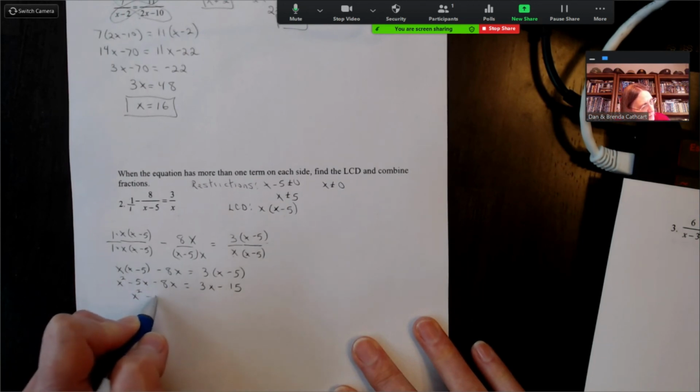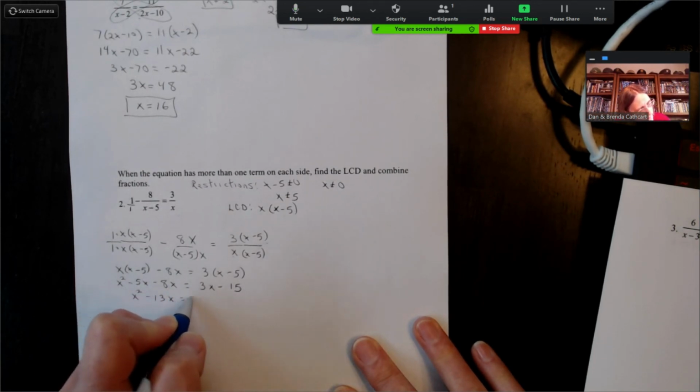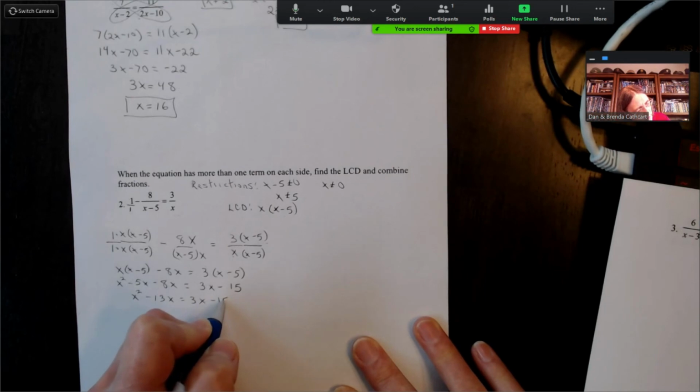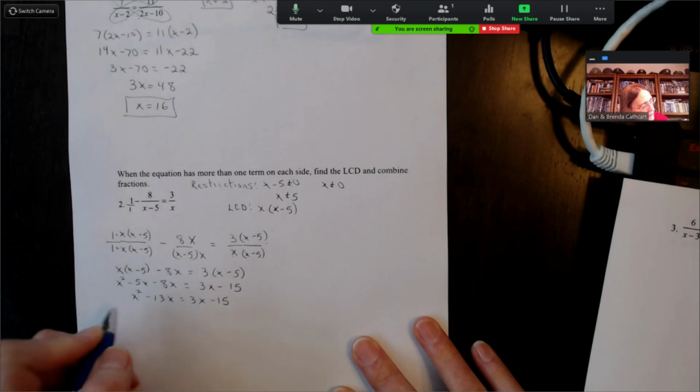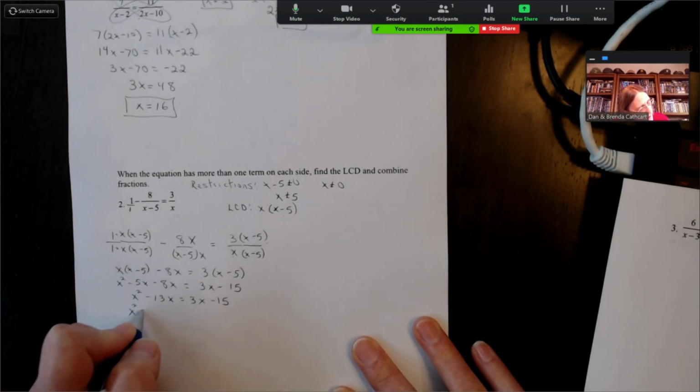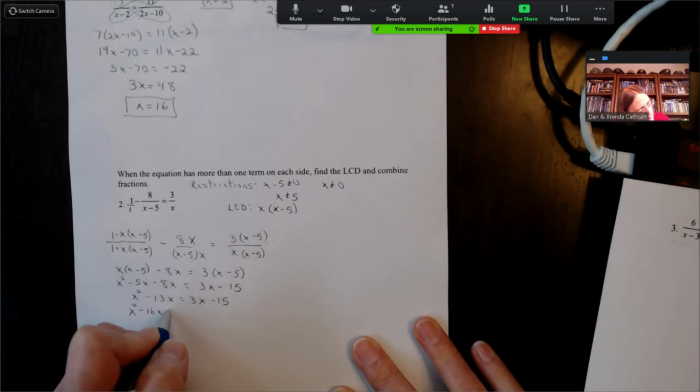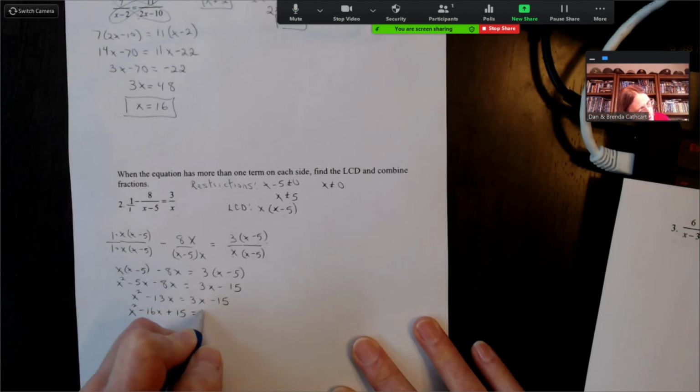We have x squared minus 13x equal to our right side of 3x minus 15. Now subtracting 3x from both sides and adding 15 to get one side equal to 0. So we have x squared minus 16x plus 15 equals 0.